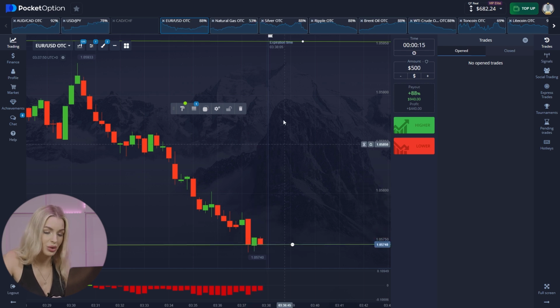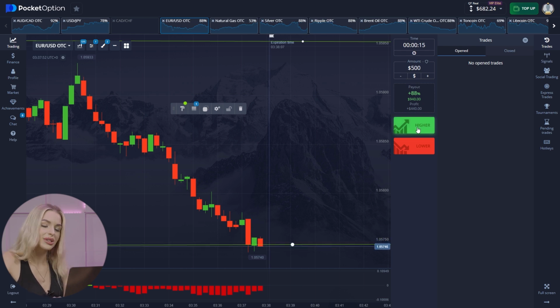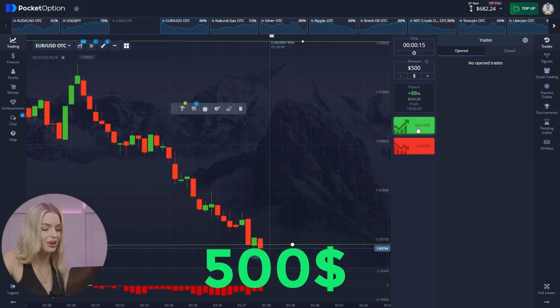All that was left was to watch the candles and find the green one. This time we will play for more money. As soon as the first green candle appears, we will immediately open a deal for $500.